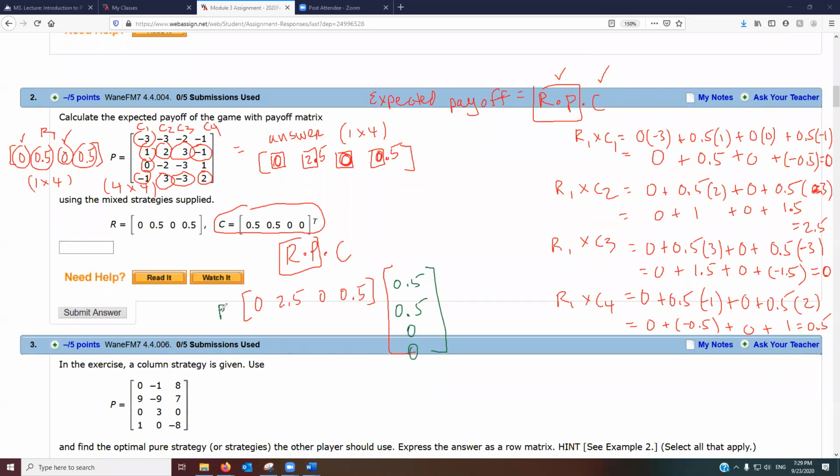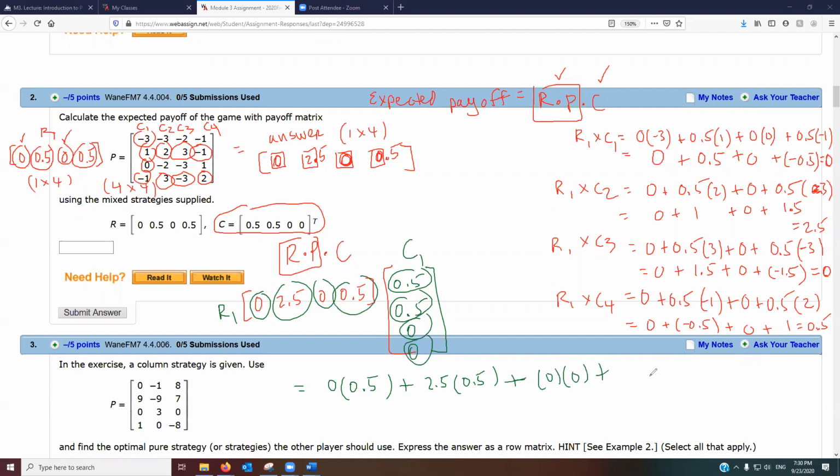All right, now I'm going to multiply this row times this column. So when I do that, it's going to be 0 times 0.5. That's this entry times that entry, plus 2.5 times 0.5. That's this entry times that entry, plus 0 times 0, plus 0.5 times 0.